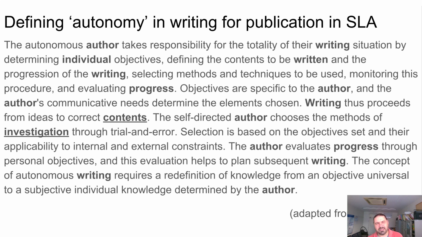In doing this, there were some pretty straightforward changes: autonomous learner to autonomous author. There were two places that are bolded and underlined, the contents and the investigation, where deciding what to put in was a little bit more tricky, which is why I've included the underline there. So from ideas to correct contents and then methods of investigation, I think as a placeholder it's good enough for now to get into the meat of the research in a little bit more depth and detail.